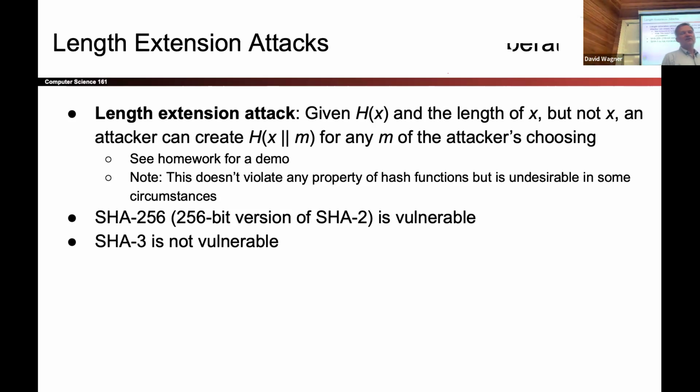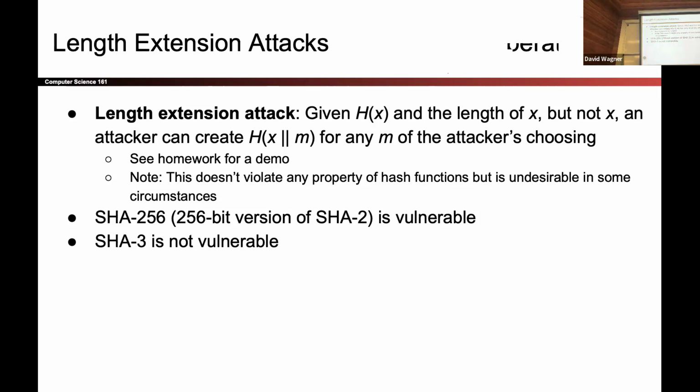For some versions of SHA-2, they're vulnerable to what's called a length extension attack. And in a length extension attack, I have a file, and I'm not telling you what the file is. It's a secret file, but I tell you the hash code of the file. You can't figure out what my file is, but you can construct some suffix, m, so that you can then predict what the hash code would be if that suffix was appended to my file.